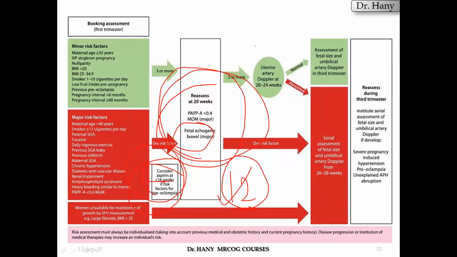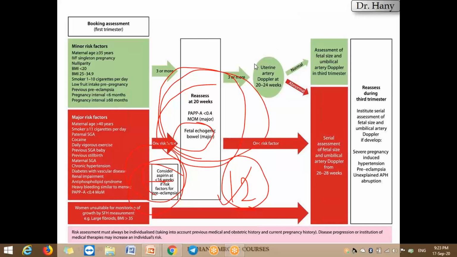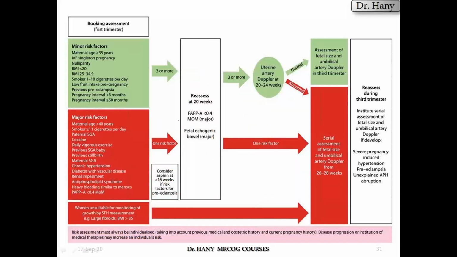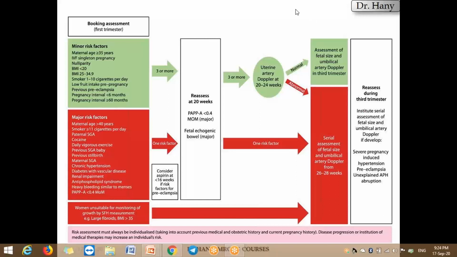Okay? Doctor, what will we do if in the third trimester we find severe pregnancy-induced hypertension or preeclampsia? Reassessment, in the last column. Serial assessment of the fetal size and umbilical artery Doppler. If in the third trimester we find hypertension or preeclampsia, we can go for umbilical artery Doppler. Just give me some time, I will tell you something in the next slide. This is the screening. Okay.